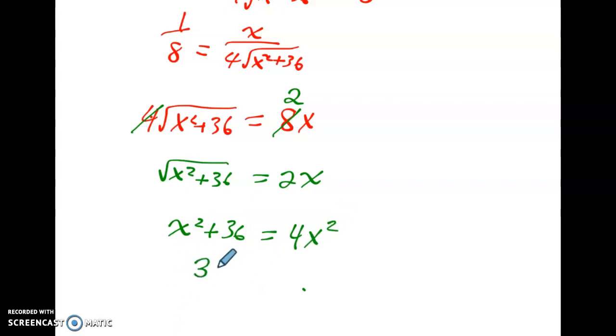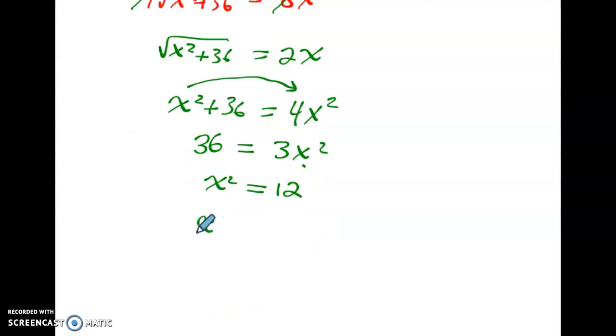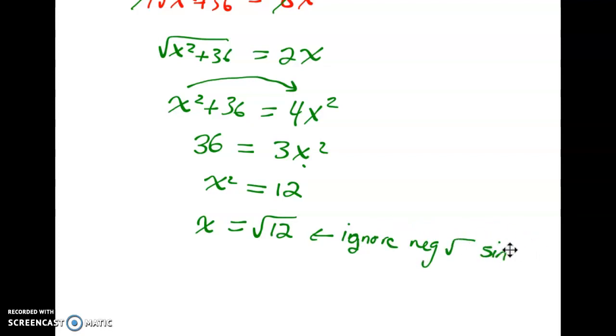And then we isolate the x. So move all those x's over to the other side. That would leave us with 3x squared. Divide both sides by 3. We get x squared equals 12. And then our last step is to square root that 12. And once again, we are going to ignore the negative root, since x is a distance and x has to be greater than or equal to 0. Okay.